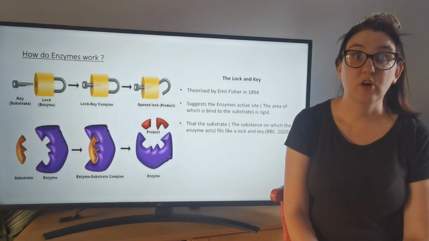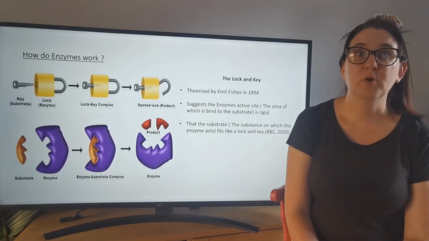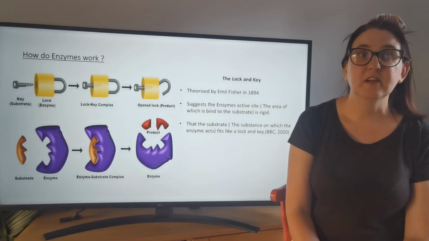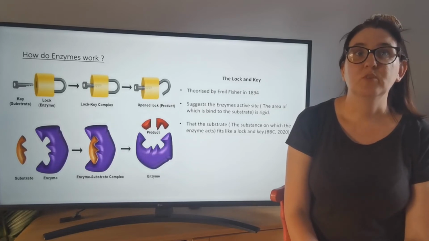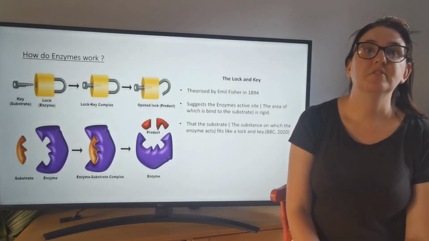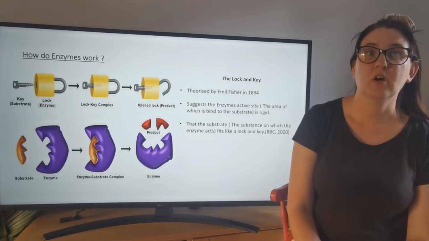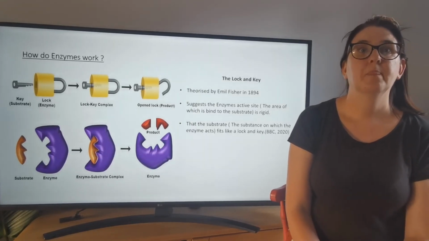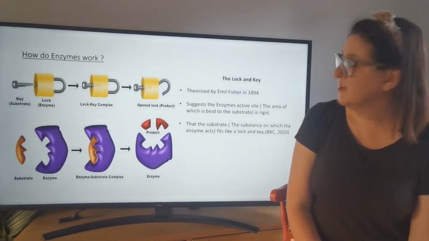How do enzymes work? Different enzymes are folded into different shapes. The active site is the area in which specific molecules fit into. There are two main theories on how enzymes work. First, the lock and key theory.